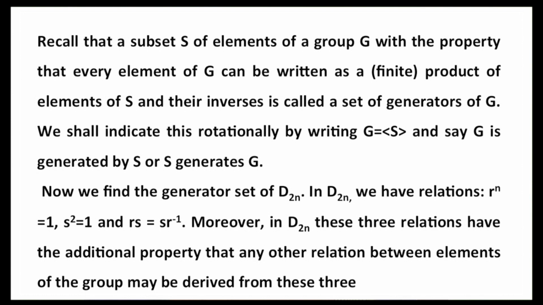Now we find the generator set of D of 2n. In D of 2n we have the relations: r to the power of n equals 1, s square equals 1, and rs equals s r inverse. Moreover, in D of 2n, these three relations have the additional property that any other relation between elements of the group may be derived from these three.